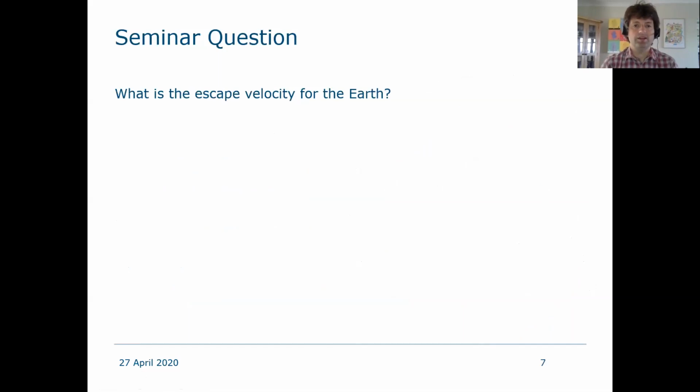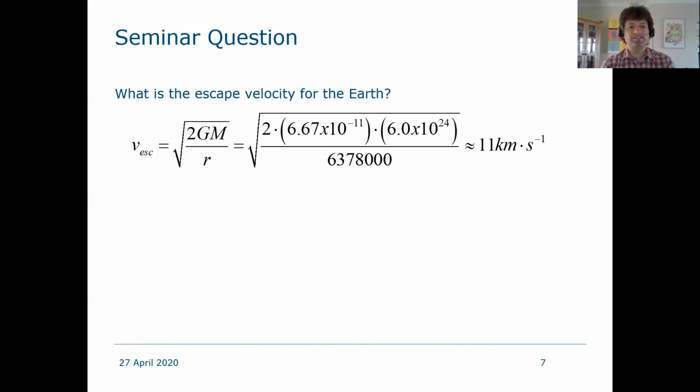So this leads us to a question: what's the escape velocity for the Earth? Well, the escape velocity can be found like this. The escape velocity is the square root of 2 multiplied by Newton's constant of gravitation multiplied by the mass of the Earth divided by the radius of the Earth. So the escape velocity from the surface of the Earth is the square root of 2 multiplied by 6.67 times 10 to the minus 11 multiplied by 6 times 10 to the 24 kilograms over 6,378 kilometers. And that gives us about 11 kilometers per second.